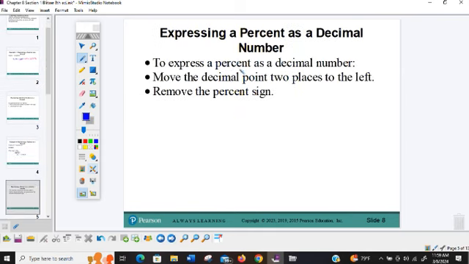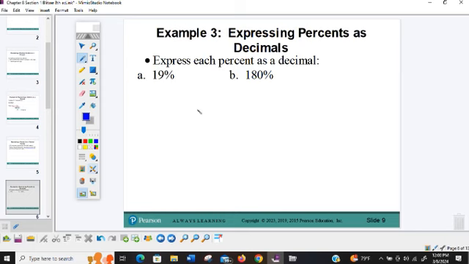Okay, now let's express a percent as a decimal. So we're starting with a percent and we're going back to a decimal. So we have to move it 2 places to the left and we have to remove the percent sign. So if I have 19%, okay, my decimal is here. I need to move it back, and that is going to turn into 0.19, okay? On this one, when I move this one back twice, I end up with 1.8. And remember, we drop the percent sign when we change it back to a decimal.